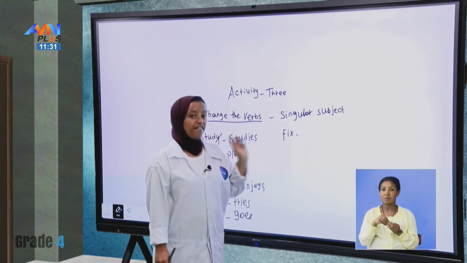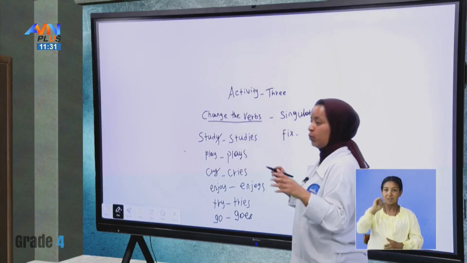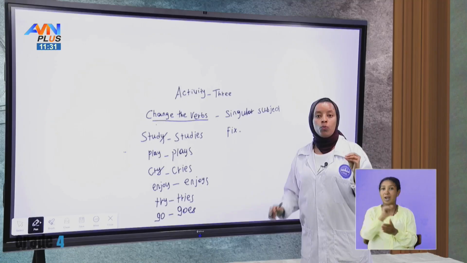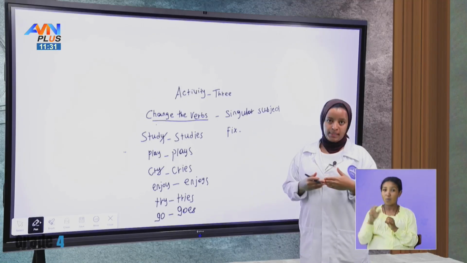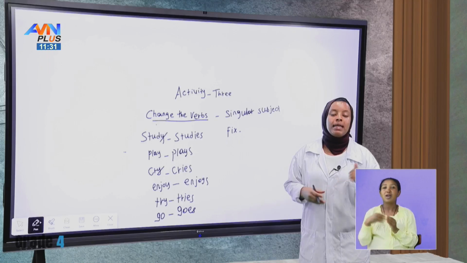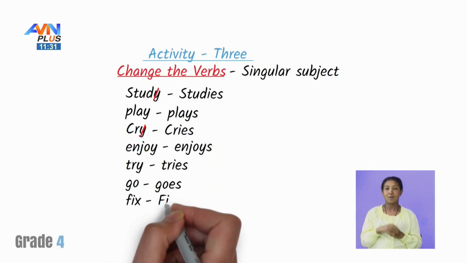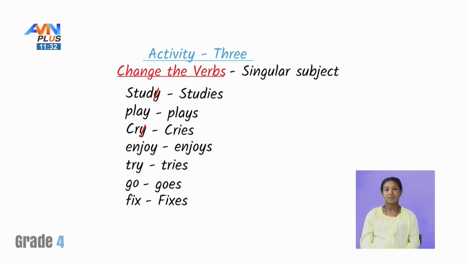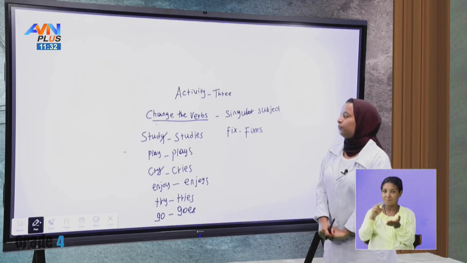Here is one more example. It's called fix. Here is students. Fix, ending with what? X. So when we come to verbs ending with o, like also x, we are going to add what? Es at the end of the verb. So here is fix, fixes.